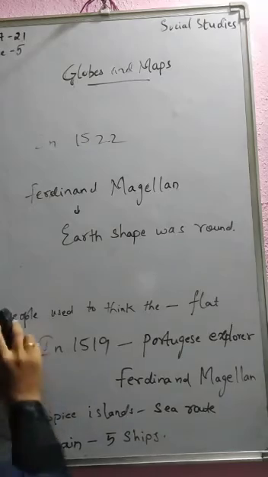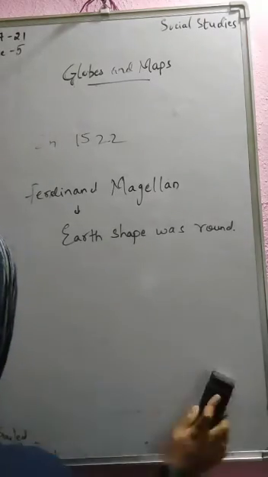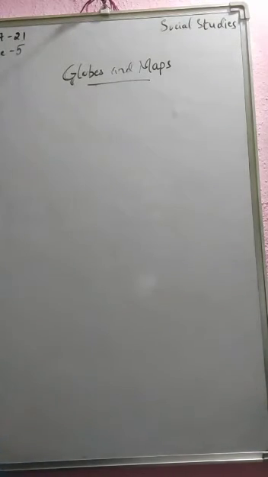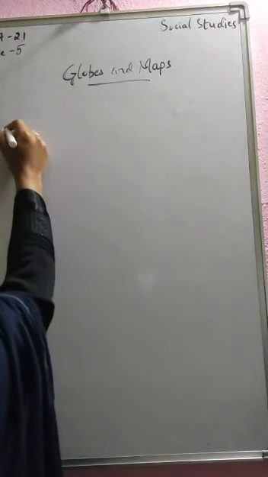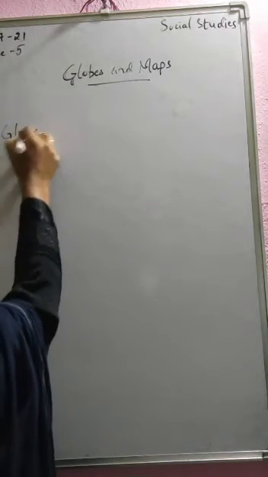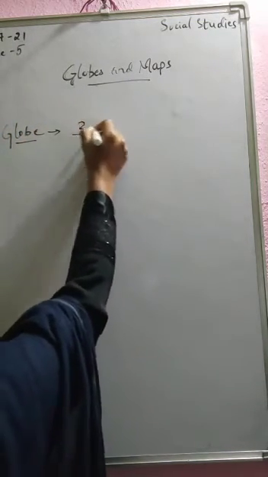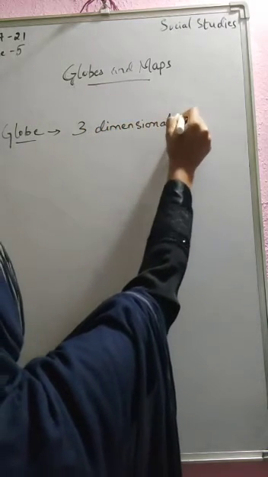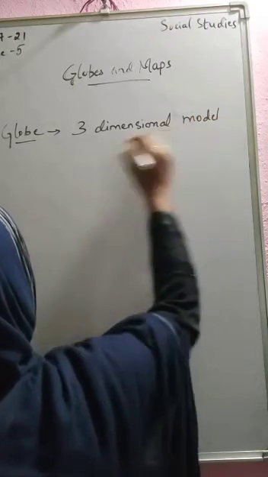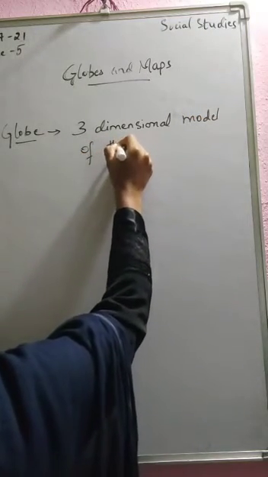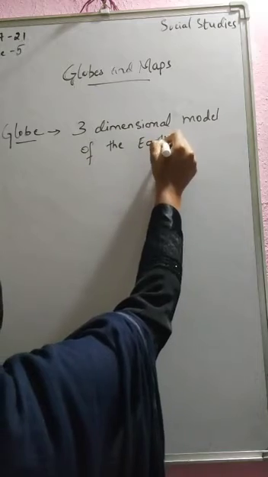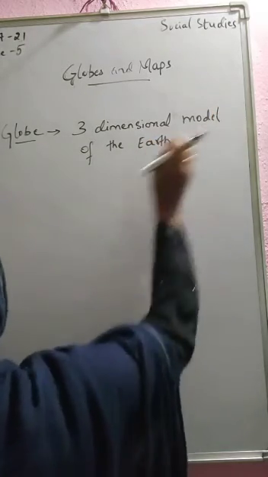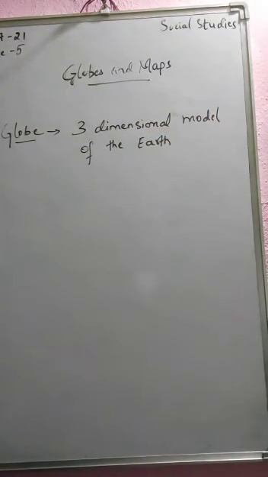Now getting into what is a globe. What is a globe? It's a 3-dimensional model of Earth. Okay, globe. What is a globe? It's the 3-dimensional model of the Earth. It's a 3-dimensional model of the Earth.